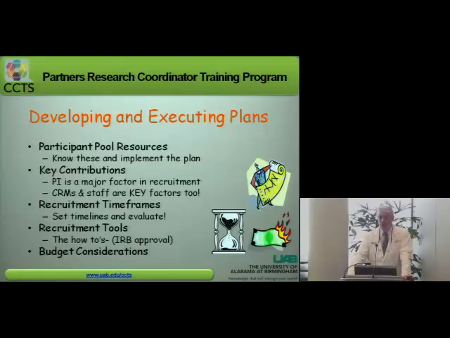And also make sure you have your budget. I know I keep sounding like I'm all about money, but you have to be able to afford to do the research.